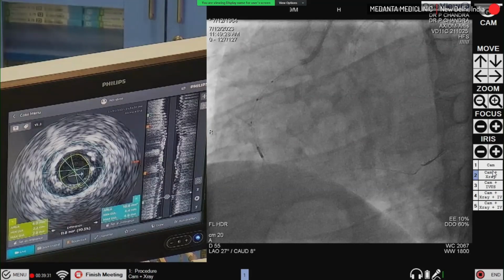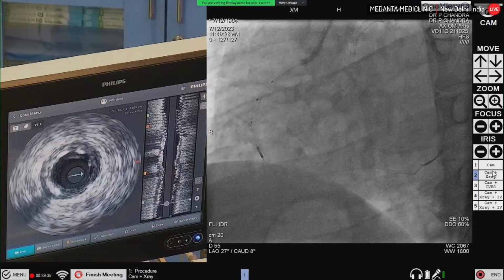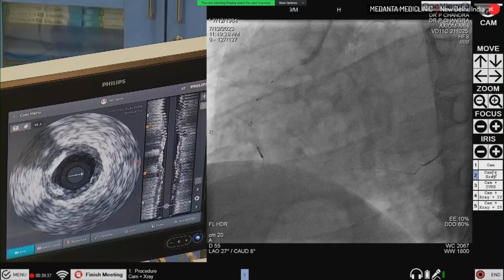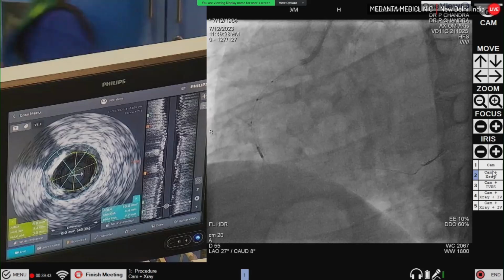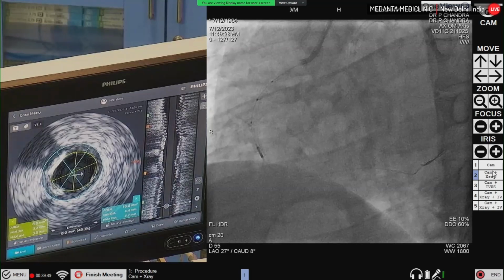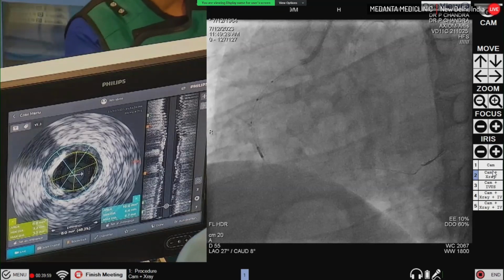Proximal to it, just proximal. More proximal, more proximal. Landing zone. Yeah. That's right. Yeah, here. So this is also about 3.5. Yeah. So I think we'll have to do it better with a 3.5. Although there is no dissection, there is nothing major here, so we are fine. But we'll optimize it more by this thing. Okay.